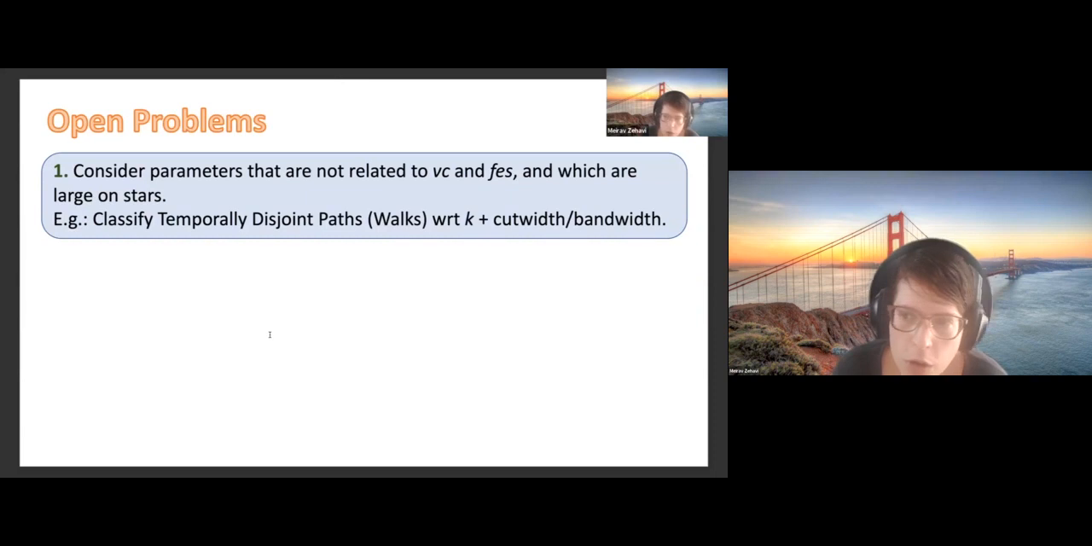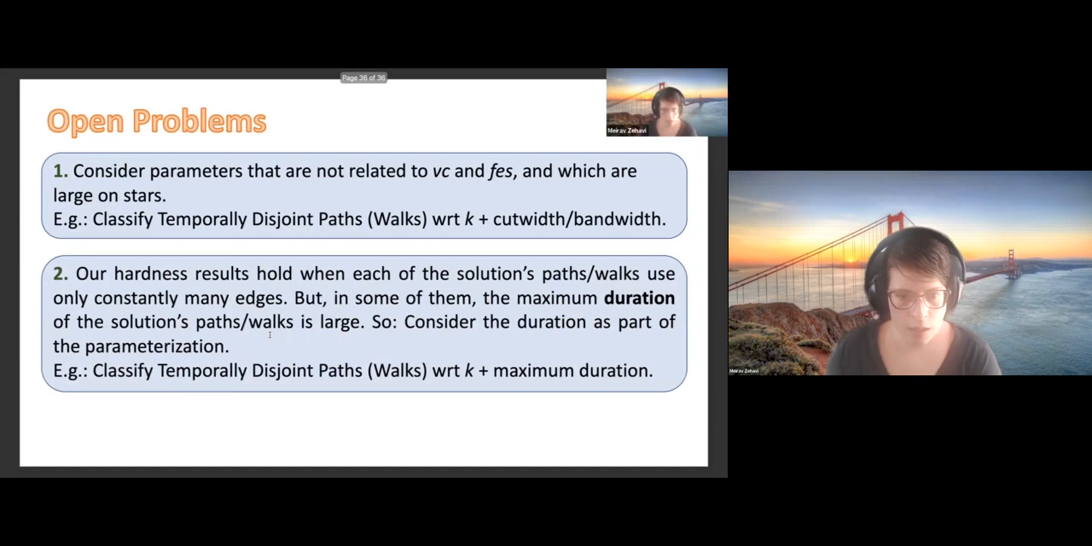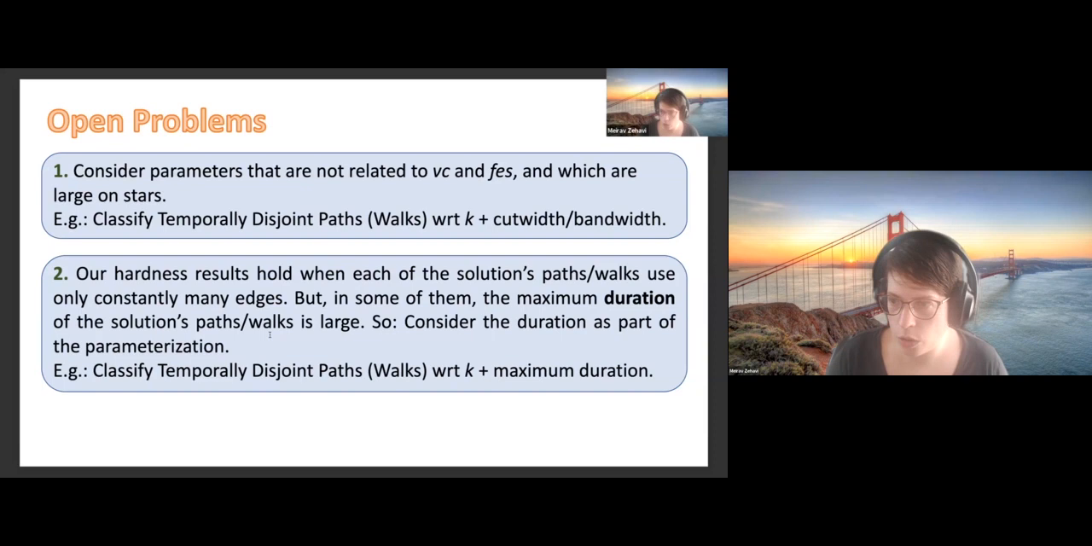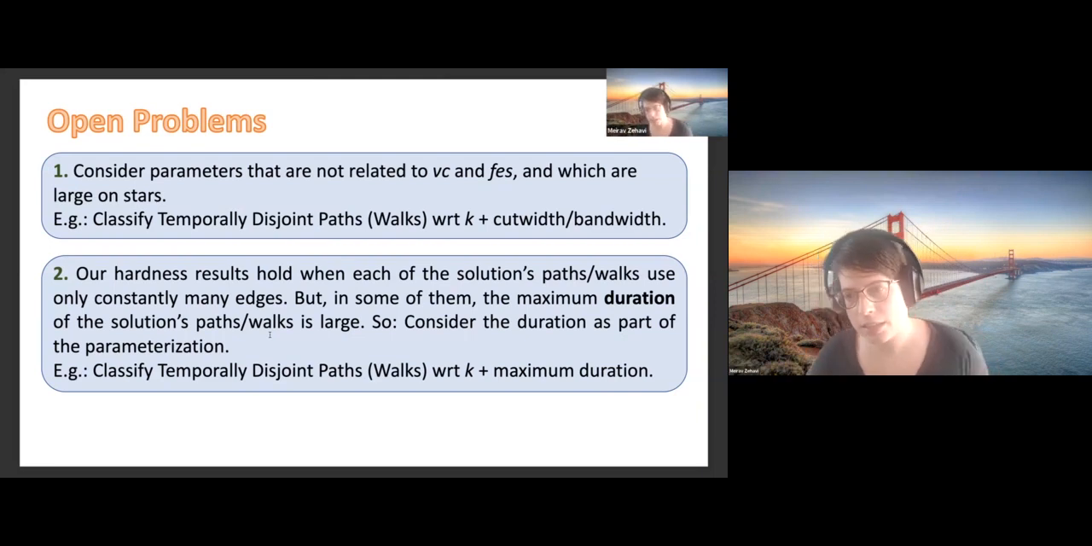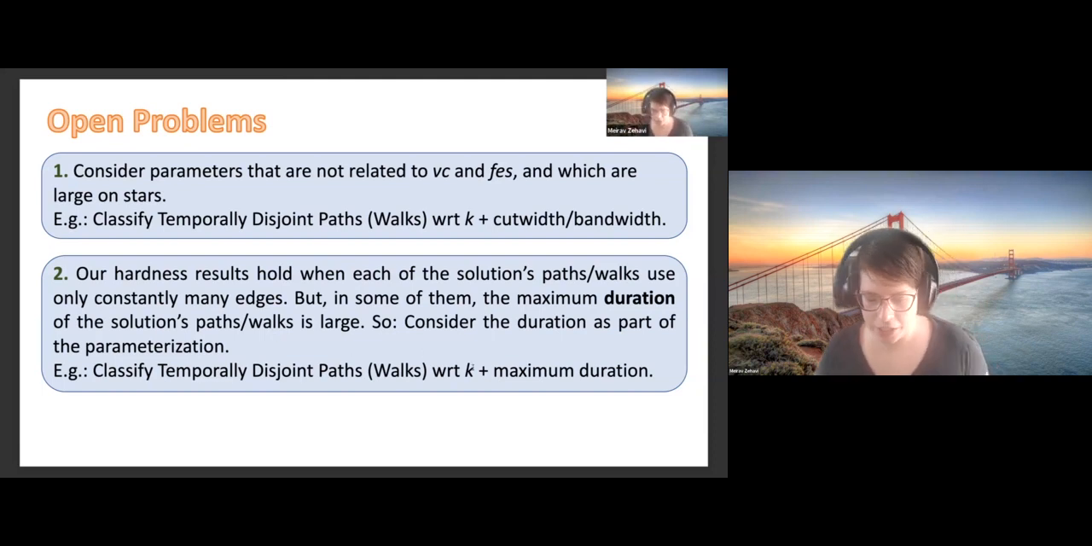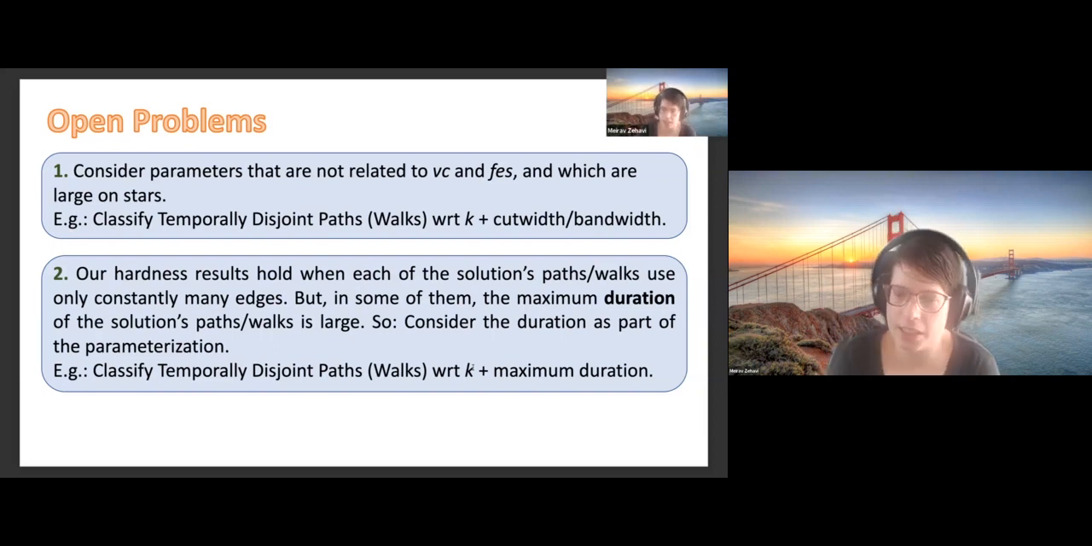So finally, let me conclude with some open questions. You can also consider the problem with respect to other structural parameters. In particular, it will be interesting to consider parameters unrelated to vertex cover, for example cutwidth. Then you can ask if temporally disjoint paths or walks is FPT for k plus cutwidth. Also, all of our hardness results hold when the solution paths or walks are short. They just use few edges, but their duration is long. So the time that passes from when they start at s_i until they end at t_i is very long. So it might be possible to get a positive result for the parameter k plus maximum duration. Okay, so that's all. Thank you for listening.